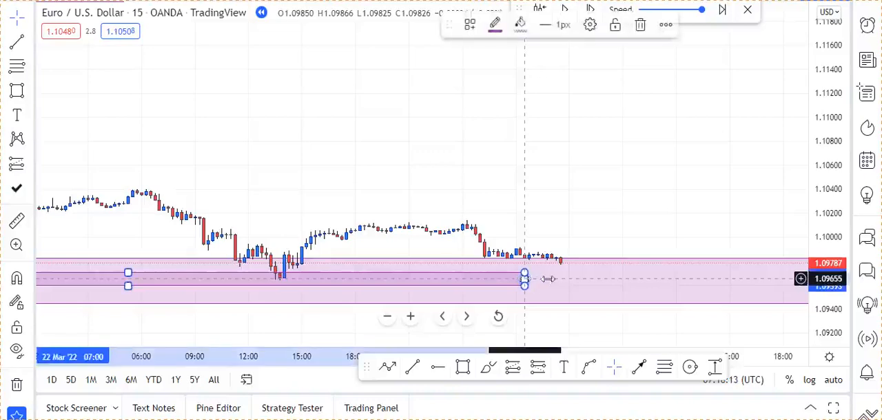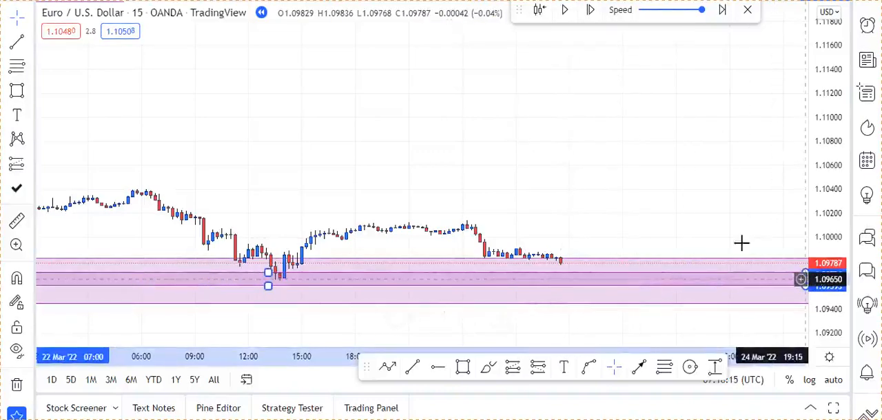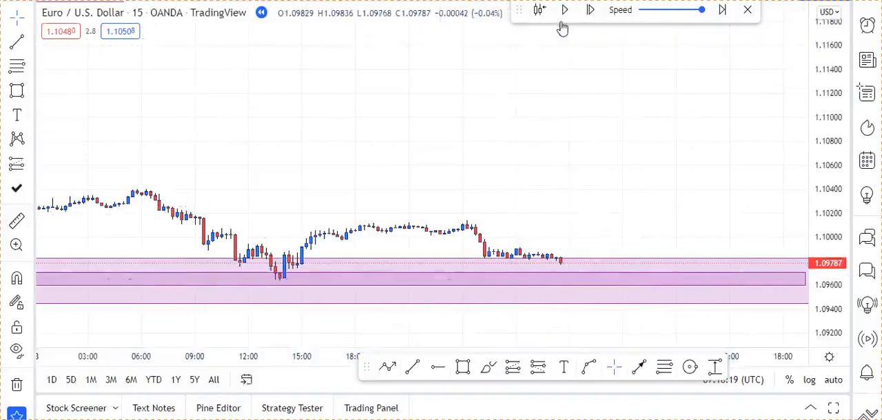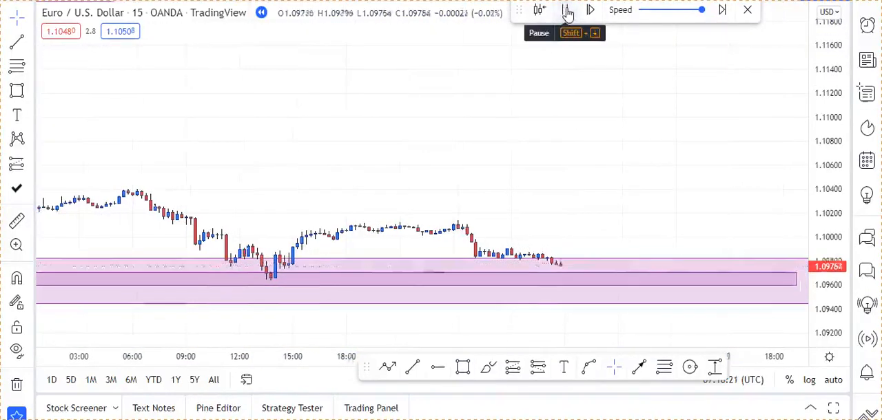All right, so let's stretch this out. You can see price is still ranging. Price is still ranging. So let's continue to play price and see.